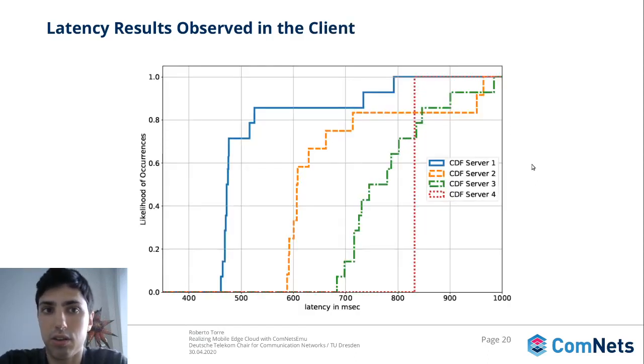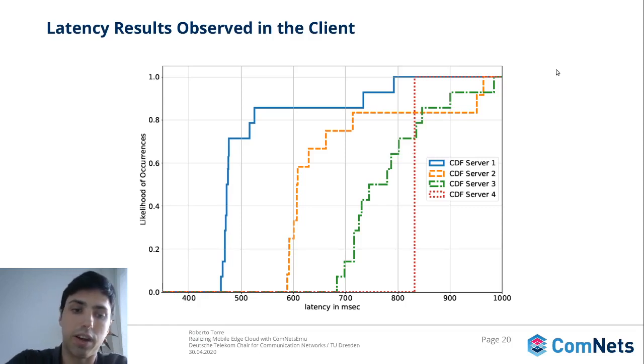Finally, the latency results observed in the client. We ran Wireshark in the client to see what the latency is, and we saw the distribution, the CDF of the latency for each server. So we have server 1, server 2, server 3, and server 4. That makes sense with what we have been studying.